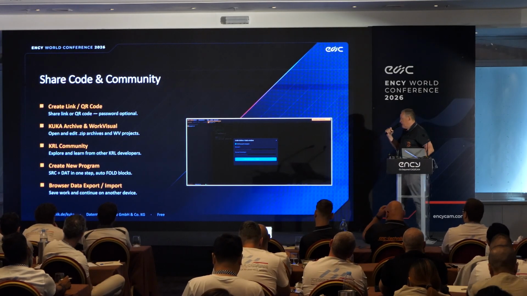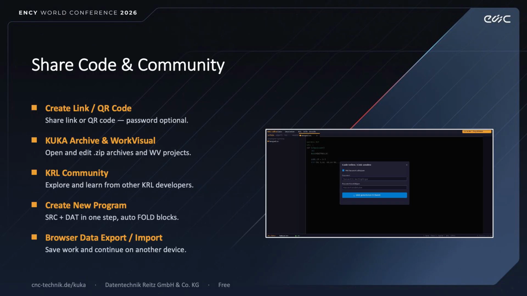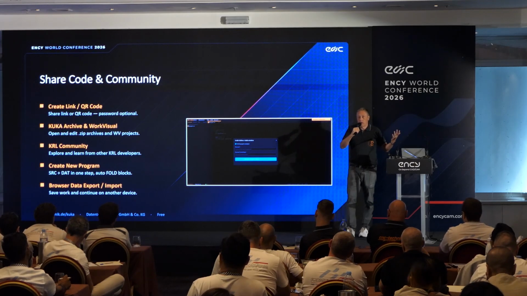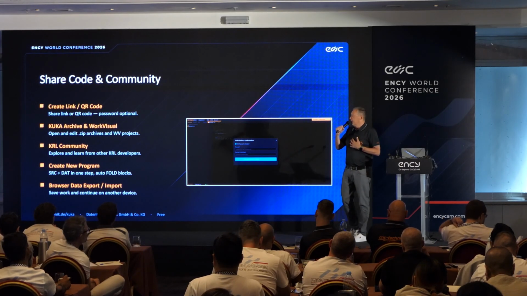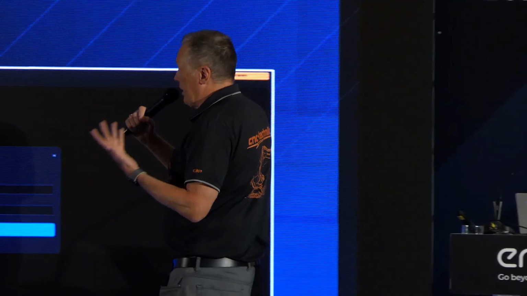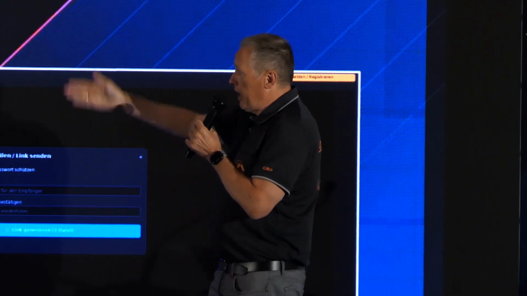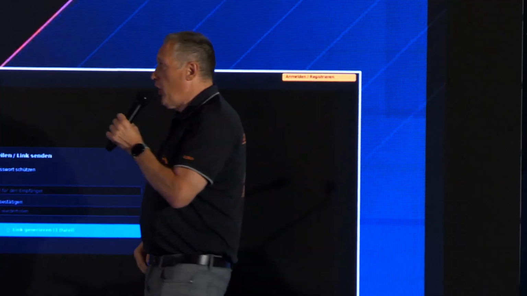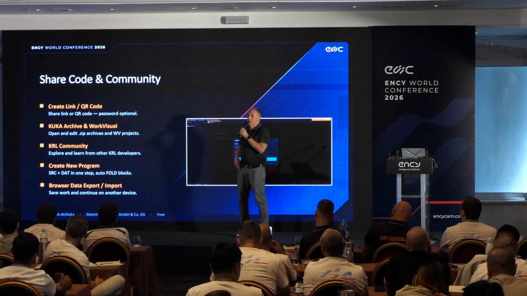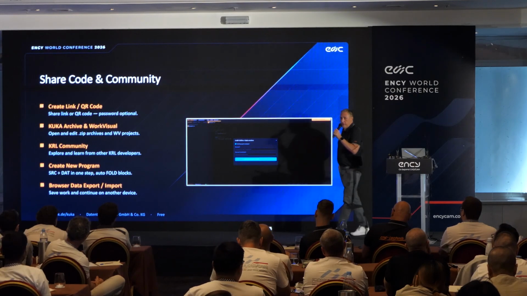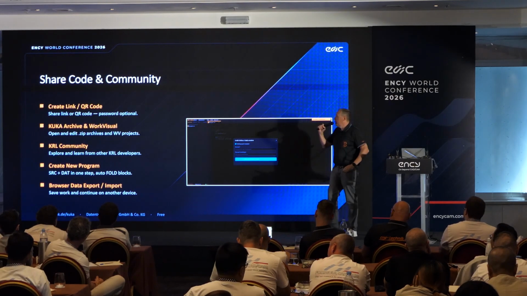Very important for us is to share the code in a community. The community could be a whole community, could be also only in your company, or could be you together with your customers. So that means we make the program, or the program comes from ENCY. We go to the editor, we can say create a link with a QR code, and he can take a photo of the QR code, and he can use the code wherever he is.